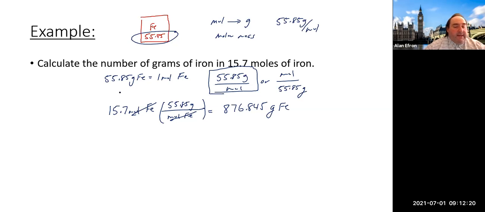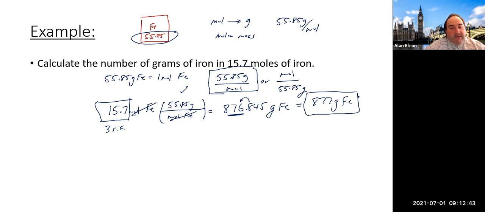Significant figure wise, this is a conversion factor that we don't have to worry about sig figs for, so we default back here. This guy has 3 significant figures, which means we should probably round it here. This makes this guy go up by 1. That means 877 grams of iron should probably be the correct answer. Any questions on that one?